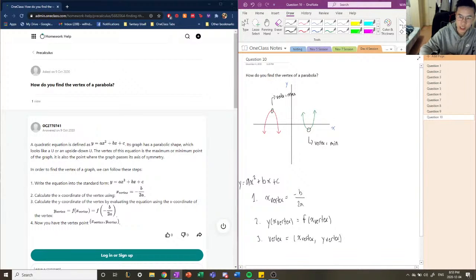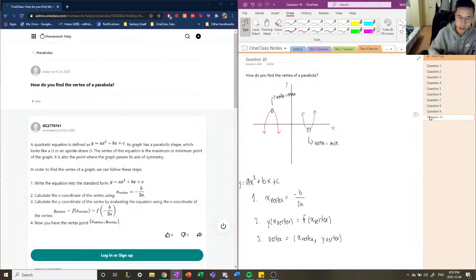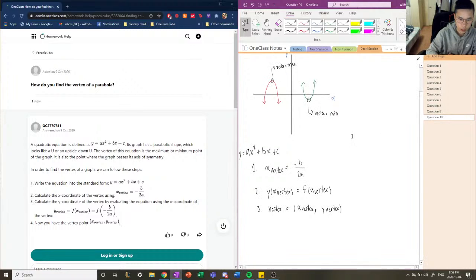So let's take an example from our previous question and let's use that. Let's use negative x squared plus 4x plus 1. So x vertex is going to be negative b divided by 2a, or negative 8 divided by negative 2, which is equal to 4.